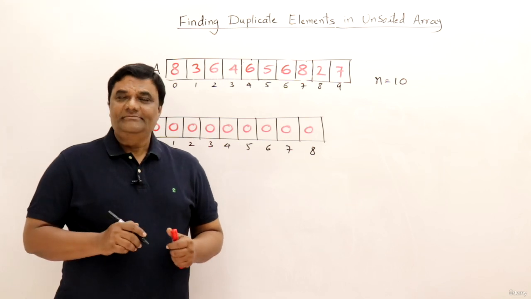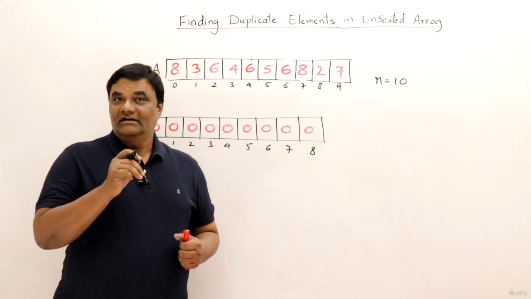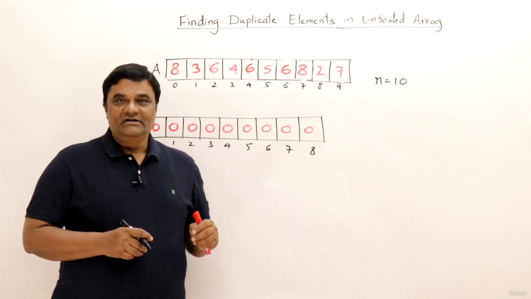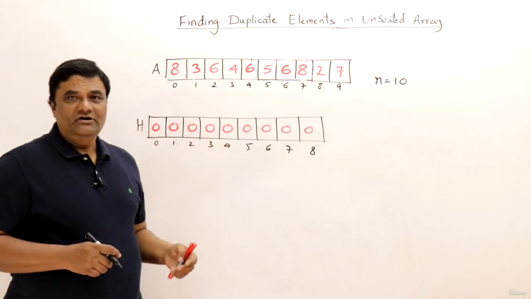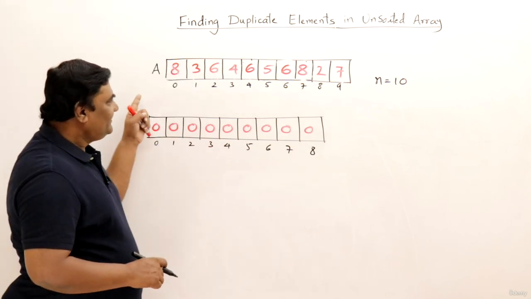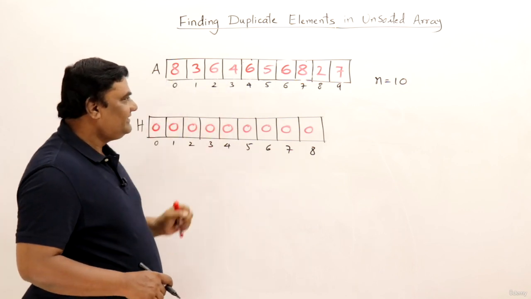Now let us look at the second method for finding duplicates and counting duplicates in an unsorted array. So this is using a hash table, a simple hash table, or you can also call it a bit set. So let us see the procedure. I have the same array here having duplicates, that is, 8 is duplicated and 6 is duplicated.